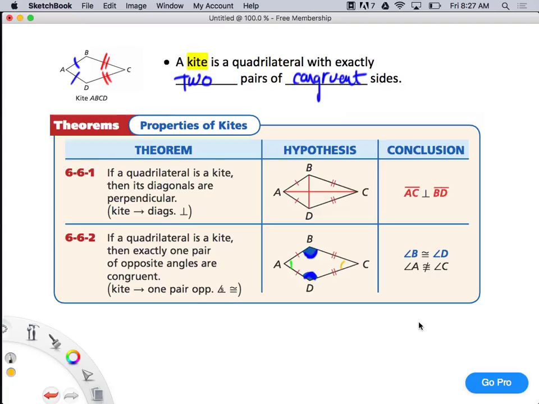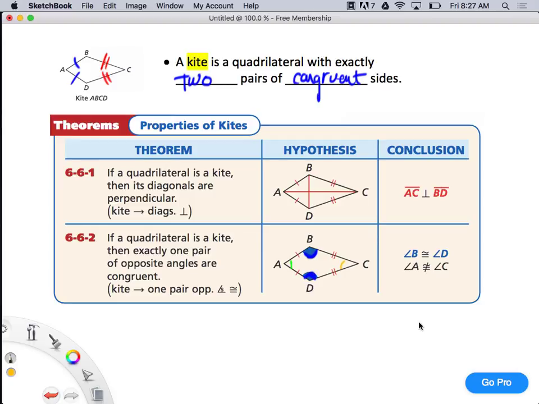Is this a parallelogram, guys? It's not a parallelogram. Why? Is this side parallel to that side? No. So we're out of the realm of parallelograms for these ones. Does that make sense? What's the difference between a rhombus and a kite? A kite is not a parallelogram. A rhombus has all the sides congruent. A kite has two pairs of congruent sides. In a rhombus, they would all be the same exact length. Does that make sense to you?